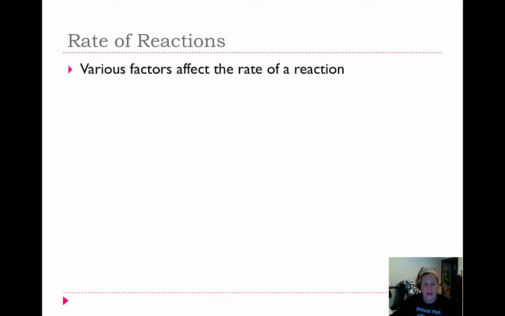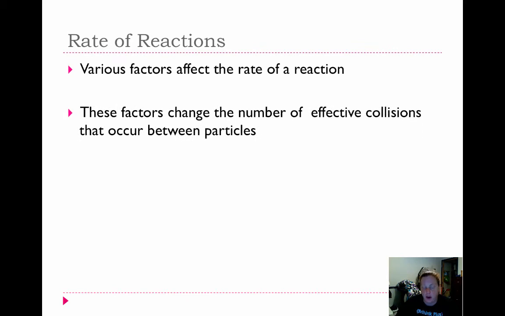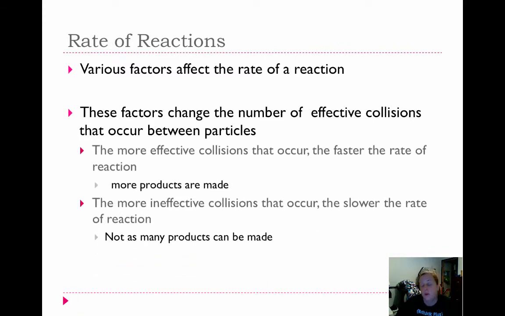So, reaction rates. There are several things that affect how quickly a reaction will occur. These factors change the number of effective collisions that occur between particles. In order to have an effective collision, we need the proper orientation and enough energy, but there are things that can help speed up a reaction or help slow it down.